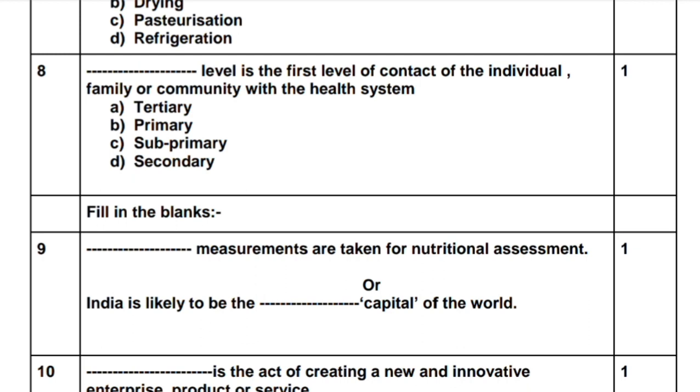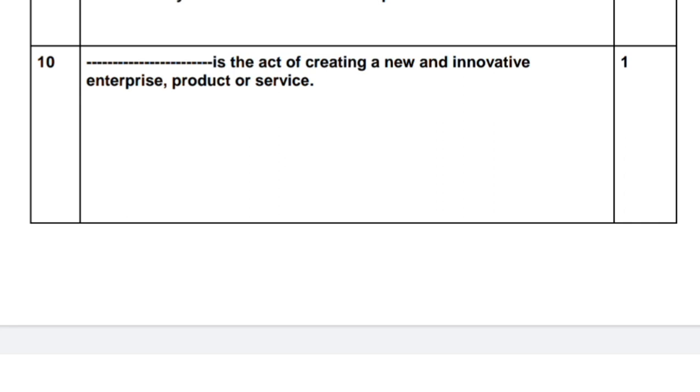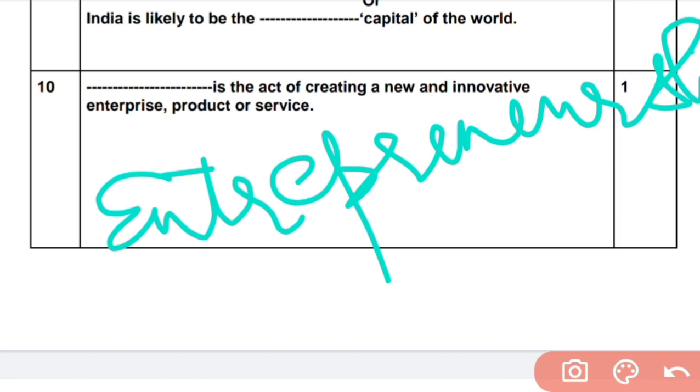Now, 10th question. Dash is the act of creating a new and innovative enterprise, product or service. What can it be? You all know it. You have already done a program on it also. This is entrepreneurship, where you try for new things.